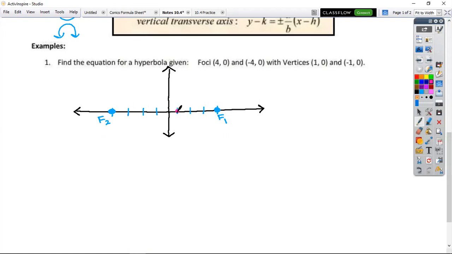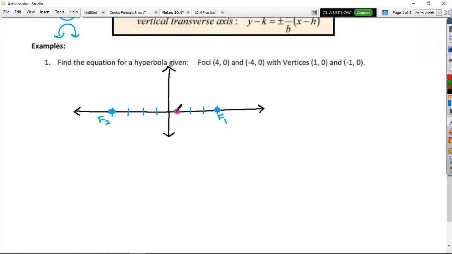So this means that I have a horizontal transverse axis. Okay, because those are located right on the x-axis. So this is a horizontal transverse axis. You can abbreviate anything you want for the purpose of your notes. I know all these things get kind of lengthy.